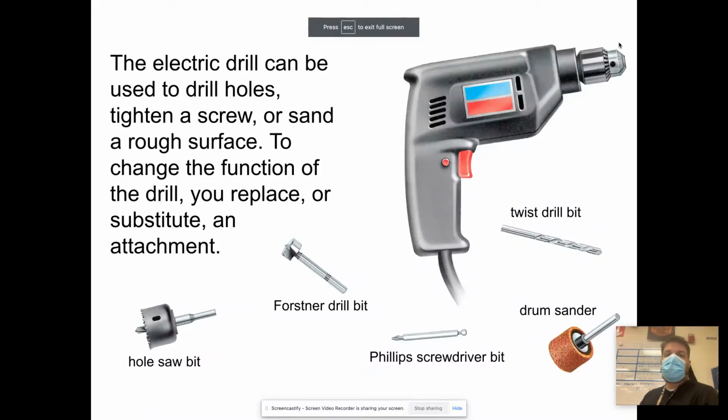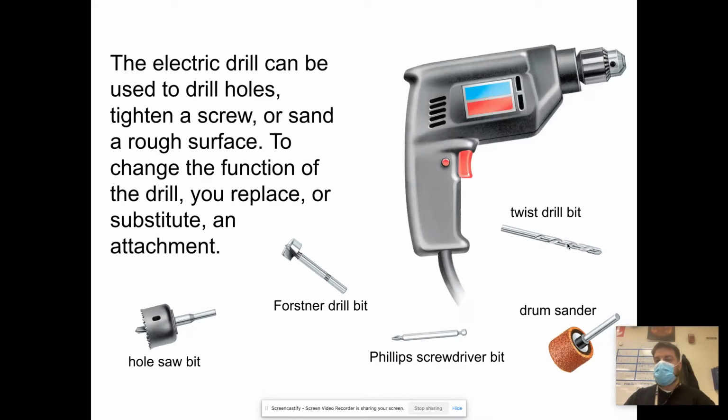All right, so an electric drill can be used to drill holes, tighten a screw, or sand a rough surface. To change the function of the drill, you replace or substitute the attachment. So we're going to use this analogy of a drill.